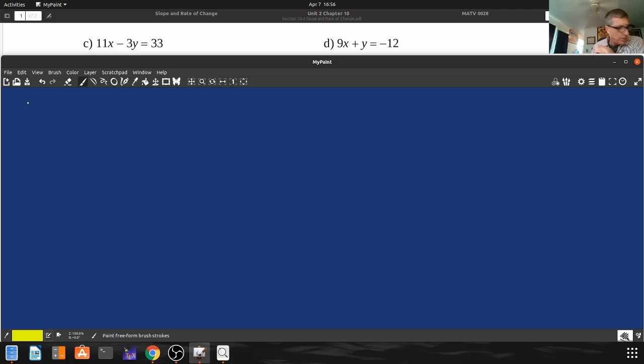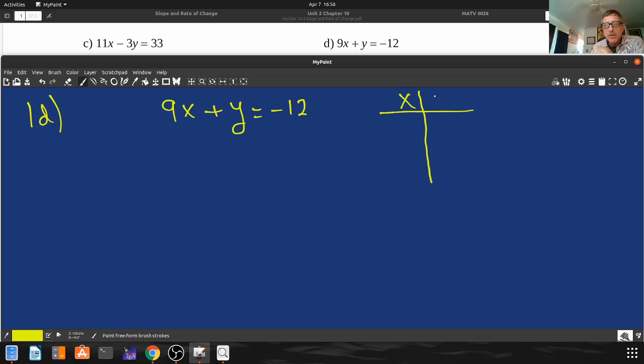This is 1d. 9x plus y is equal to minus 12. And remember, you can choose any value for x. You could literally choose 2 different values of x if you want to. Let's actually do this. Let's choose a value of x to be equal to 0 and a value of y to be equal to 6.